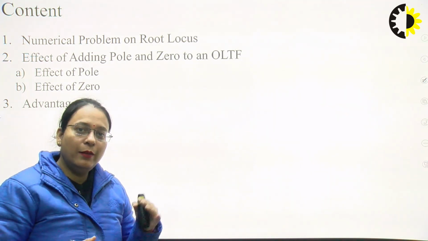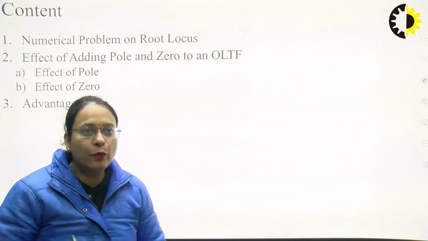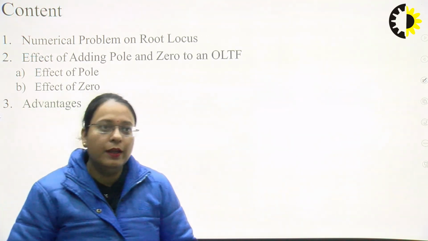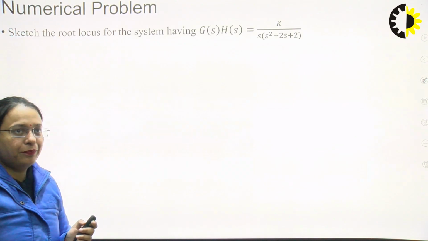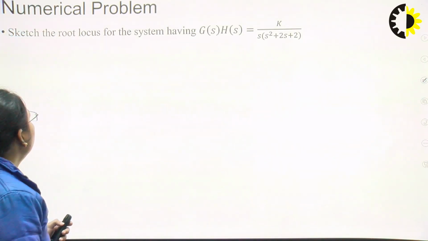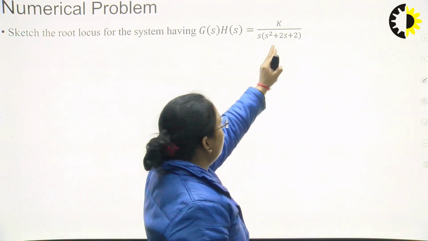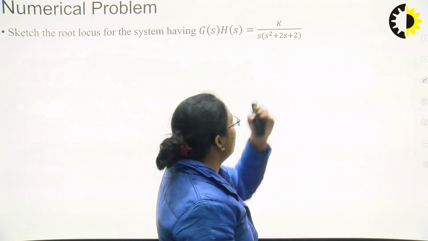In this lecture I am solving the numericals on the root locus, and what is the effect of adding a pole or a zero to an open loop transfer function, and what are the advantages of the root locus? Okay, so this is the numerical. Here I have to sketch the root locus for the system having open loop transfer function G(s)H(s) equals K upon s into (s square plus 2s plus 2).